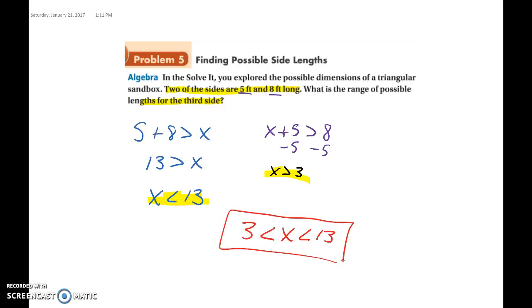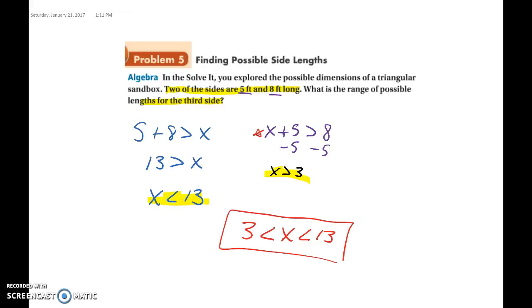Also, if we tried to say that x is the middle number, that would still make 8 our largest number. Regardless of whether x is the smallest or the middle, it would still make 8 our largest number. So we only have to do it this way. We don't have to do another example where x is in the middle, because it would still end up being x plus 5 is greater than 8.